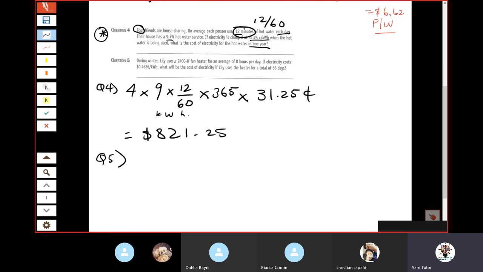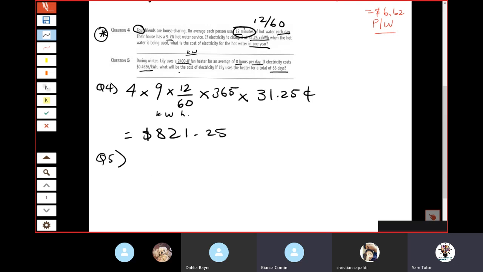During winter, Lily uses a 2,400 watt fan heater for an average of 8 hours every day. We don't like watts because we want it in kilowatts, but we'll come back to that later. Electricity costs dollars per kilowatt hour. What will be the cost if Lily used the heater for a total of 68 days? Okay, I feel like it's easy. Bianca, you want to try it?